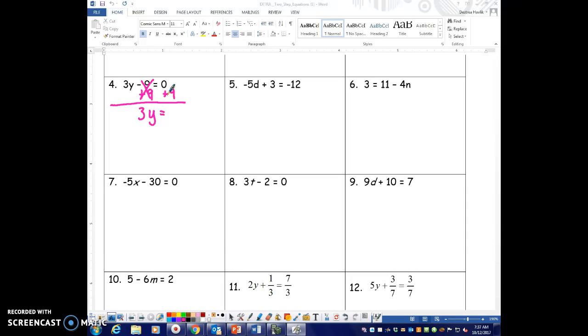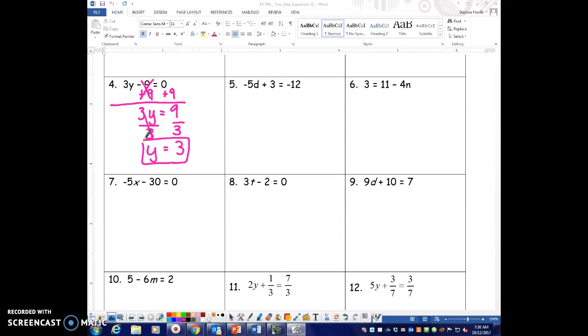What is it? 9. Okay, now what's this 3 doing to the y? What's it doing to the y? It's multiplying, and we want to get y by itself, so what do we need to do? Divide. Okay, so y equals, what's 9 divided by 3? 3. Okay?